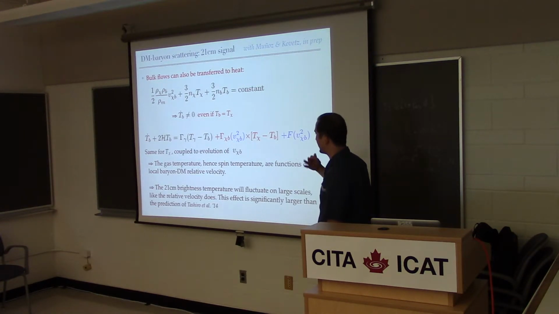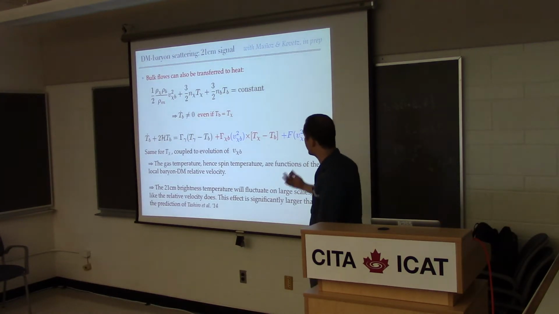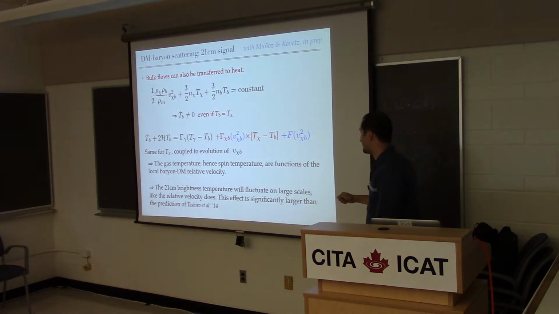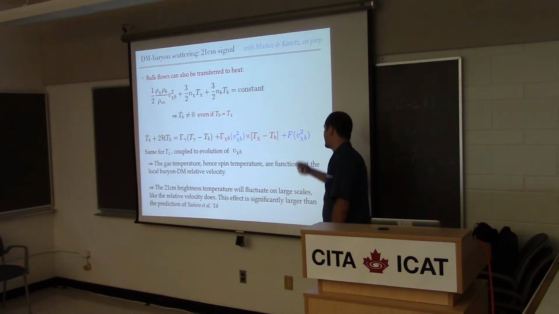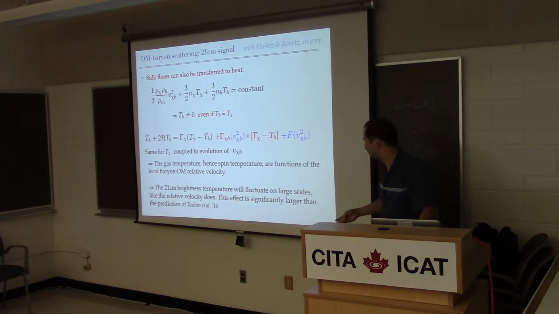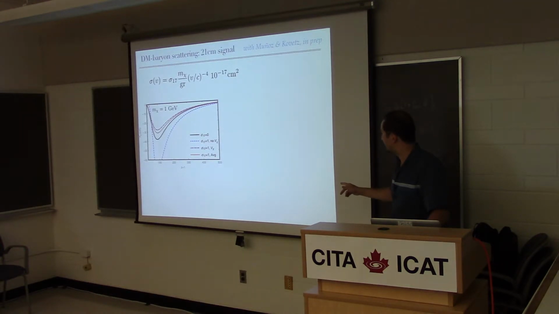So this means that the gas temperature, and as a consequence the spin temperature, and as a consequence the brightness temperature of 21 centimeter, will become functions of the local relative velocity between baryons and cold dark matter. And the relative velocity of baryon and cold dark matter fluctuates on large scales, as was pointed out by Tseliakhovich and Hirata. It was known, you could get it from the Boltzmann codes, and it was pointed out that it has an effect on small scale power. Let me explain what this leads to.